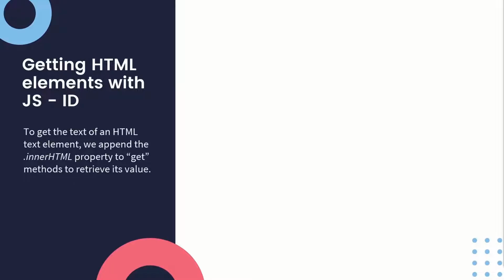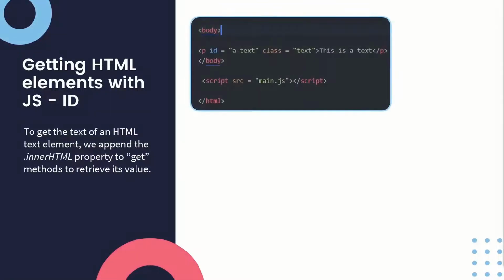Wonderful. Now we can achieve the same thing by using the ID as a reference, and essentially we just call the inner HTML property on a get method like the query selector before to get its value. And here is the exact same example where we have an ID of a-text, we've got a class called text, and the value of this paragraph tag is "this is a text". We then attach our main.js at the bottom.